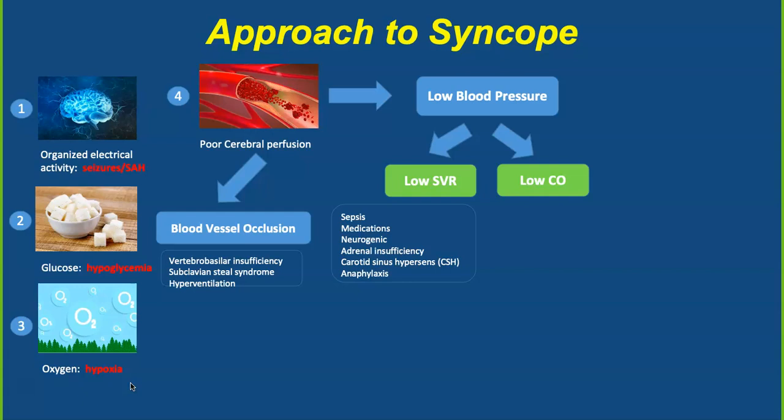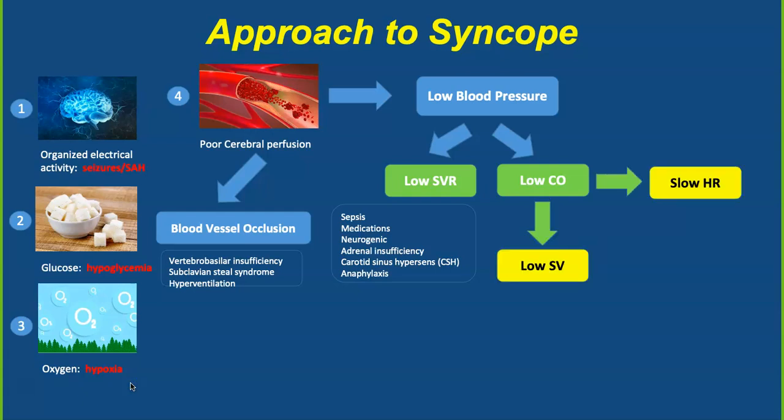Situations when the systemic vascular resistance may be low include medications, sepsis, neurogenic or neurocardiogenic syncope, adrenal insufficiency, carotid sinus hypersensitivity, and anaphylaxis. Okay, so what are the causes of a low cardiac output? Low cardiac output states may arise from either slow heart rate or low stroke volume. Slow heart rate or bradycardia may be due to sick sinus syndrome, atrioventricular block, carotid sinus hypersensitivity, or pacemaker failure.